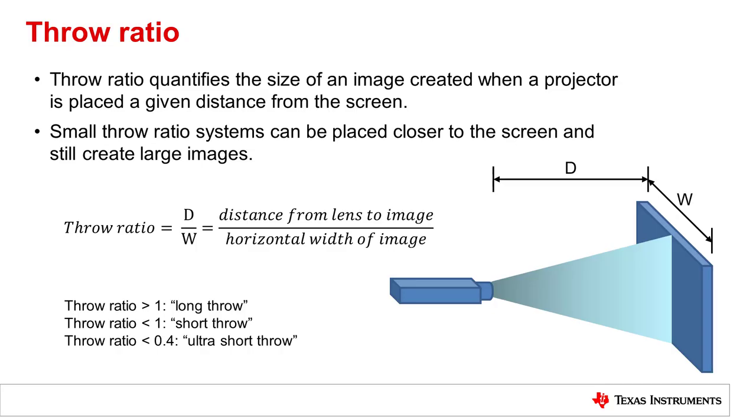Throw ratio describes the image size a projector creates when placed a set distance from a screen. To calculate the throw ratio of a projector, you divide the distance between projector and screen by the width of the projected image. Systems with smaller throw ratios can create large images even when placed very close to the screen. Different projectors exhibit a wide variety of throw ratios, ranging from greater than 1, called long throw, all the way to less than 0.4, called ultra-short throw.